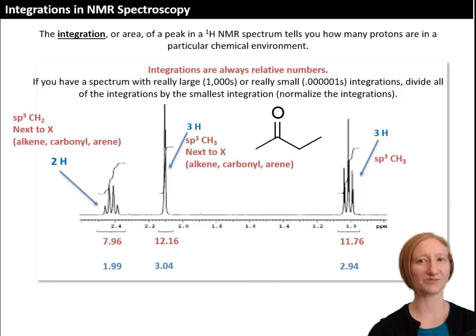And in fact, this spectrum arises from methyl-ethyl ketone. The methyl group gives rise to the signal at 1 ppm. The CH2 group, or methylene group, gives rise to the signal at 2.4 ppm. And the methyl group next to the carbonyl gives rise to the signal at 2.1 ppm that integrates to 3 hydrogens.